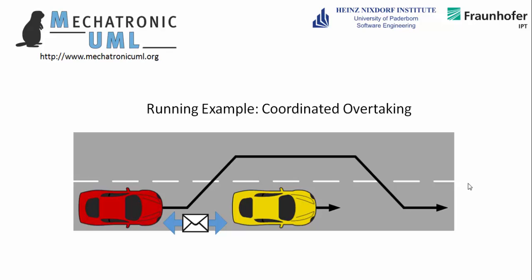For the demonstration of our tool, I'll take our running example. So consider the following situation. Two autonomous, driverless cars are driving in a line. Now the red car wants to overtake the yellow one. Therefore, they exchange messages in order to coordinate the overtaking. For example, the yellow car may not accelerate during the overtaking.